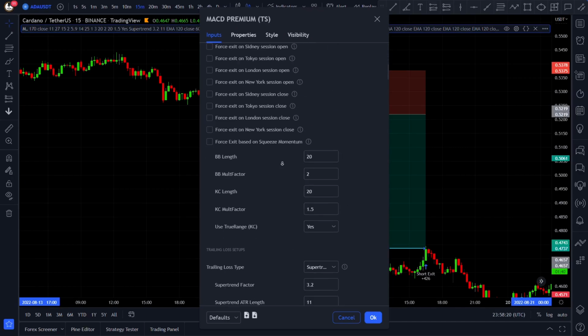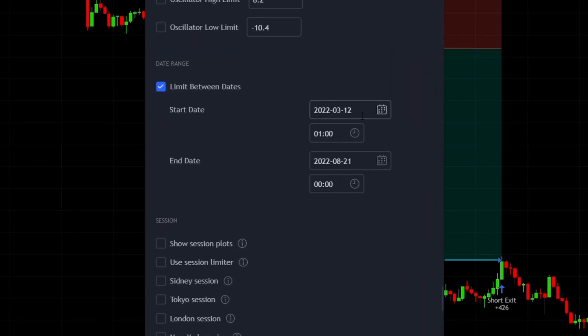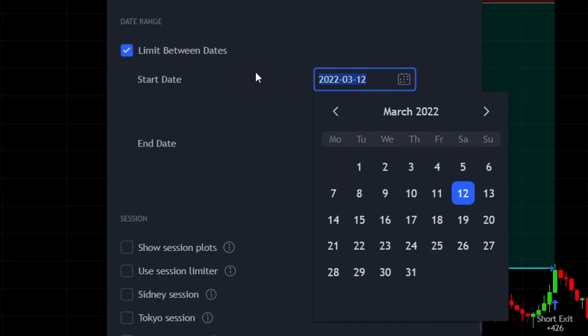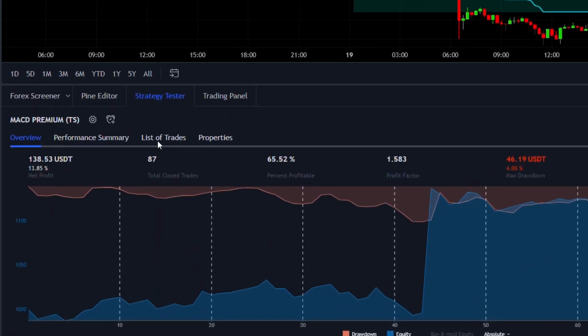The optimization was released on the 12th of March. So, just like before, I am limiting the trading time to only show the trades that were taken after the release. Here are the results. The script took 87 trades and made 13% net profit.